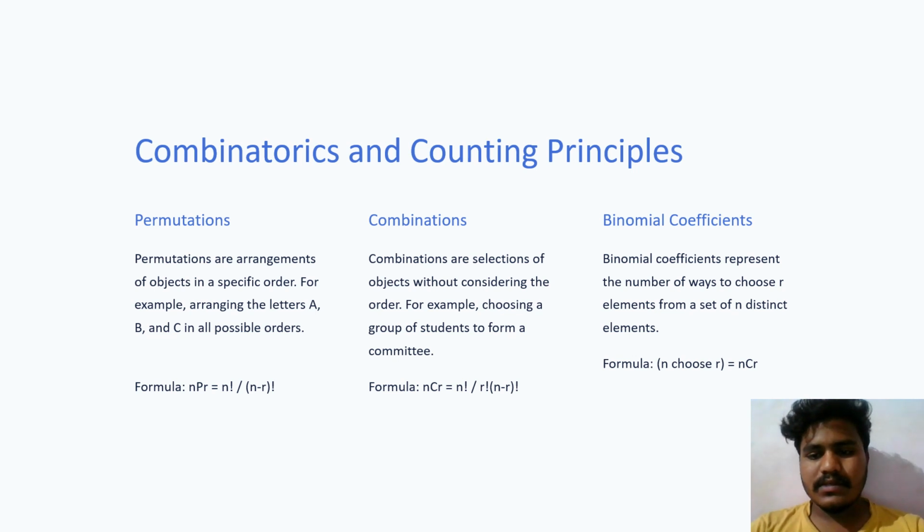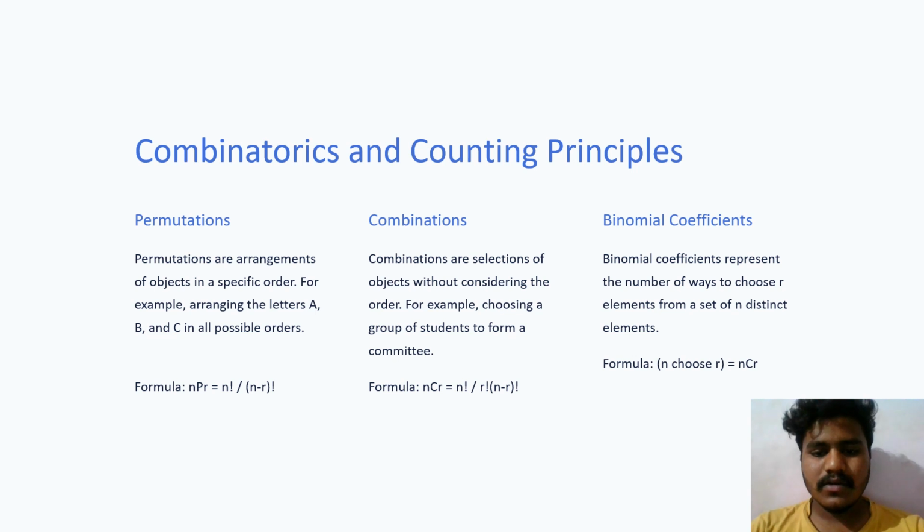Combinatorics and counting principles. Permutations, combinations, binomial coefficients. Permutations are arrangements of objects in order. For example, arranging the letters A and B in all possible orders. The formula is given by nPr is equal to n factorial divided by (n minus r) factorial.